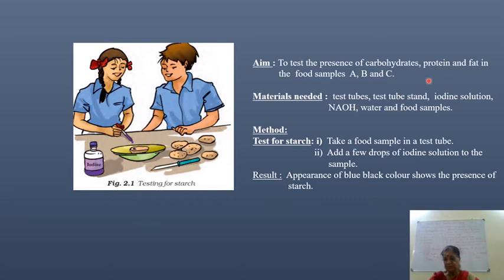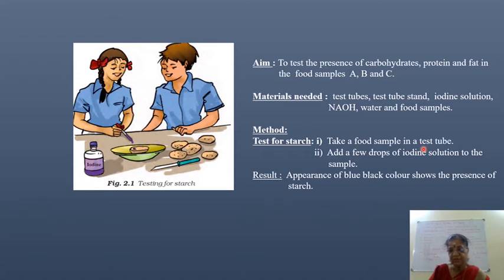Because we can check all three. But now we are going to test only starch or carbohydrate. Now what are the materials required? Test tube stand and iodine solution. These are all available in our biology lab. And NaOH water, which we need for the other tests, and food samples. Whichever food item we check for starch, protein and fat, those are the food samples. Now for the starch test, take a food sample in a test tube.